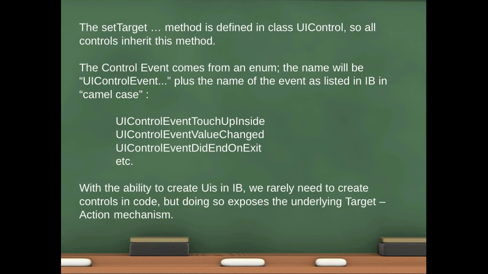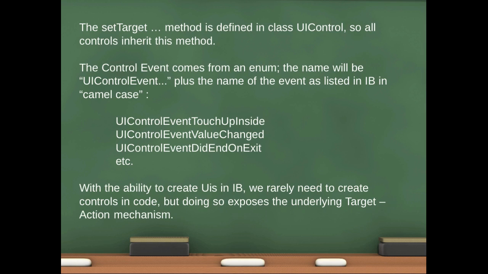The control event itself comes from an enum. The name of this control event is going to be UIControlEvent plus the name of the event that we have in IB when we hook up that event, in camel case. So for the touch up inside event for a button, it's UIControlEventTouchUpInside. It might be UIControlEventValueChanged for a segmented control, for instance, or UIControlEventEditingDidEndOnExit for a text field.